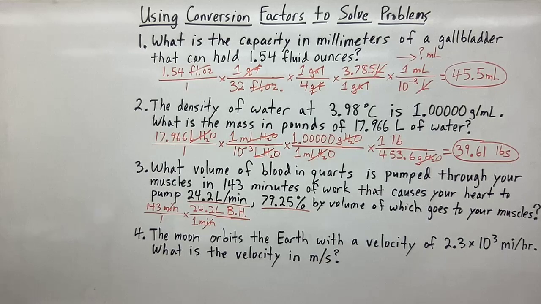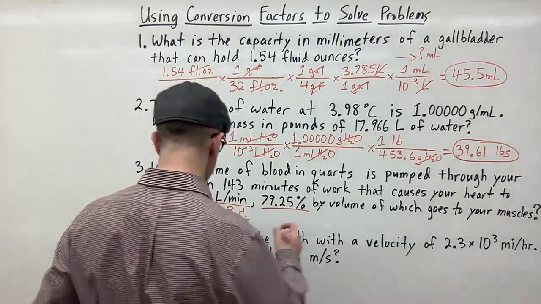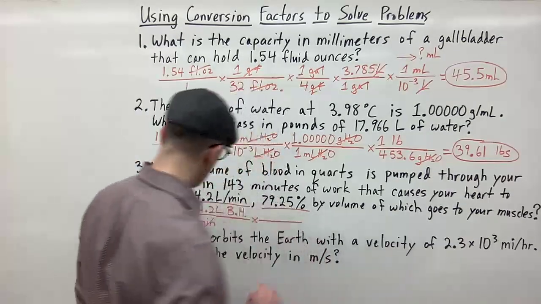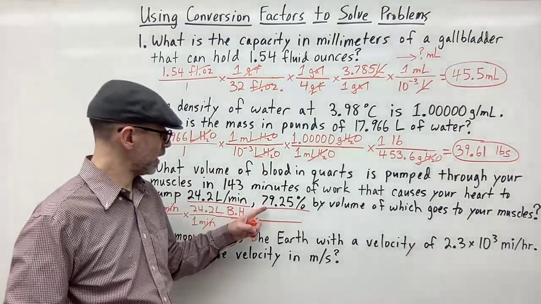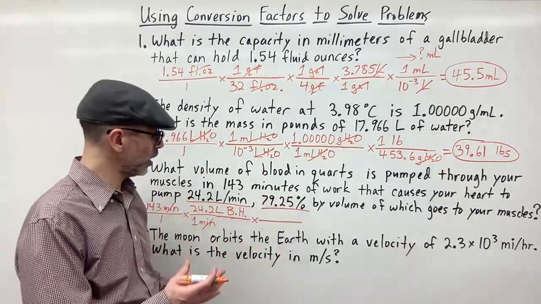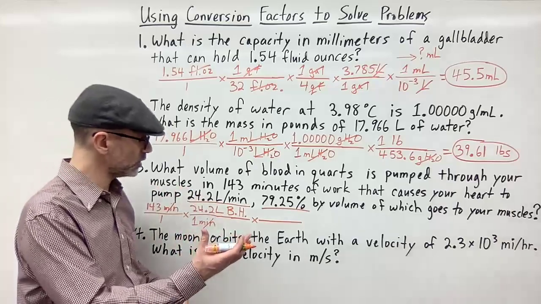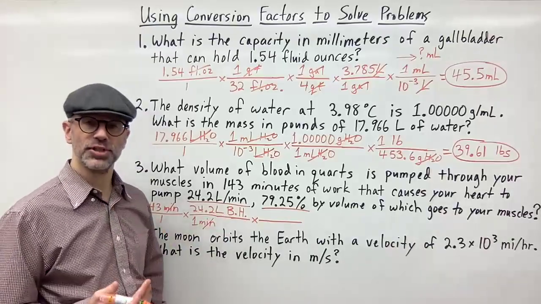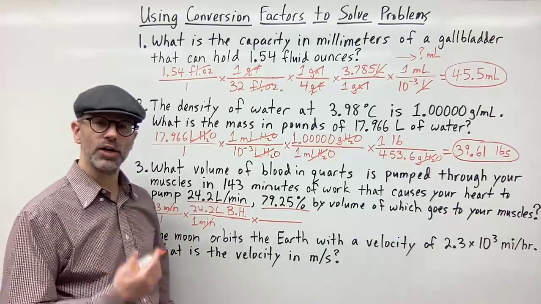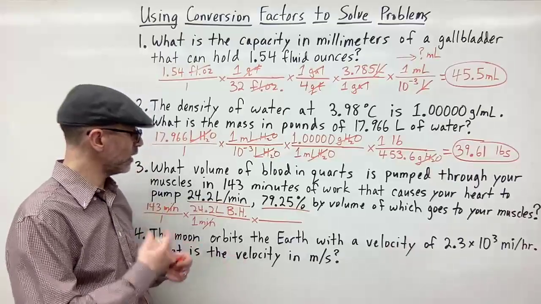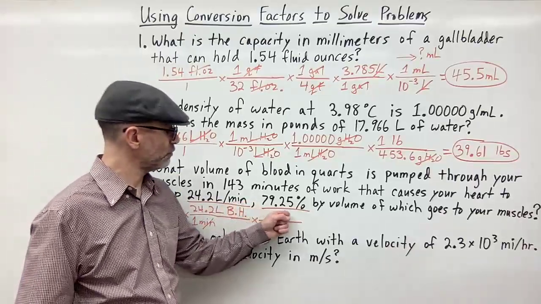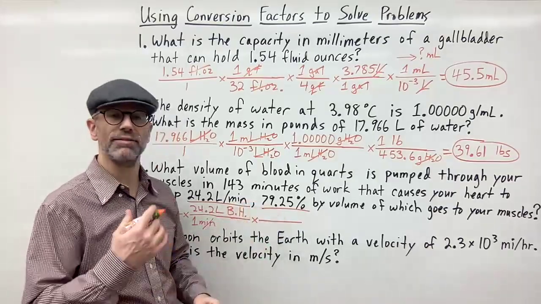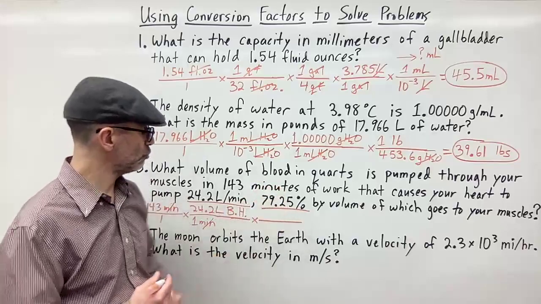I'll use the percentage first. So I know that 79.25% of all the blood that gets pumped through your heart goes to the muscles. So since percent means out of 100, I know that out of 100 liters of blood that gets to the heart, 79.25% of that blood, or 79.25 liters out of 100, goes to the muscles.